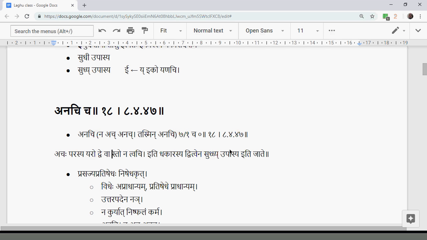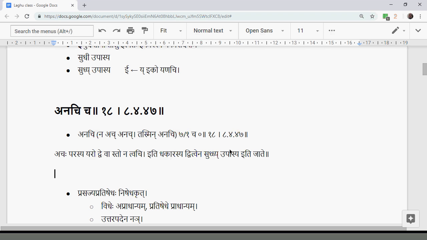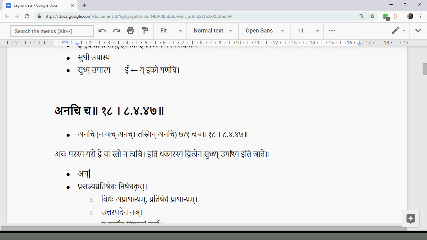There is a dvittvam being said. Dvittvam is a rule which is an optional rule. Dvittvam means one letter should become two. Which is that letter? Yar. The yar letter should become two. Achah parasya. So what is the situation? You have an ach here, which is a vowel, which is followed by what? Ach, then there is a parasya yar. So there is a yar letter.